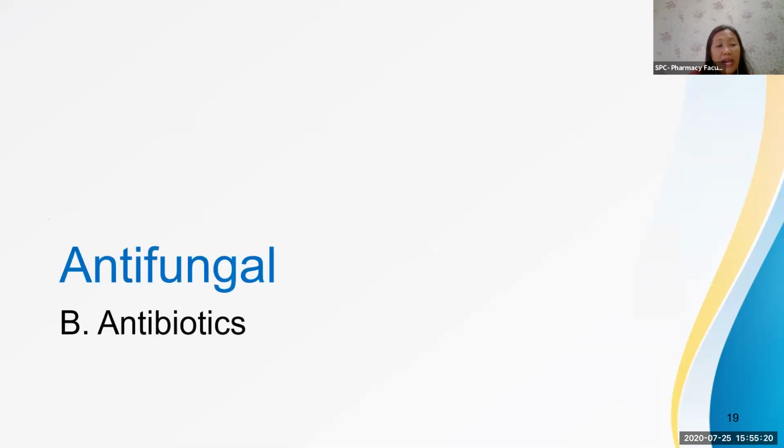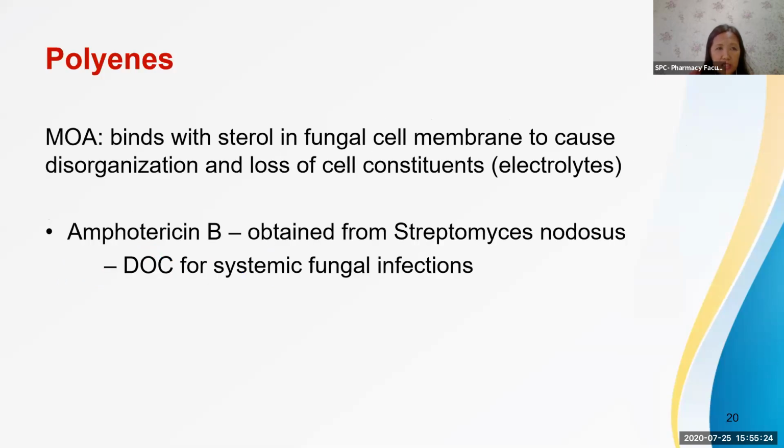Then the first group of antifungals is synthetic. This one is antibiotics. So we have your polyenes. They bind with the sterol in the fungal cell membrane to cause disorganization and loss of cell constituents. So again, sterol is their target. So an example is your amphotericin B. So this is obtained from Streptomyces nodosus, which is a fungus.